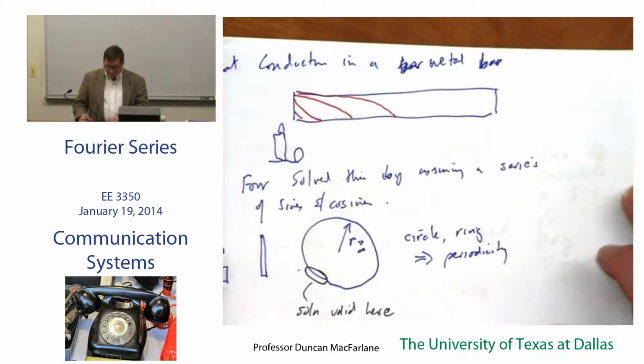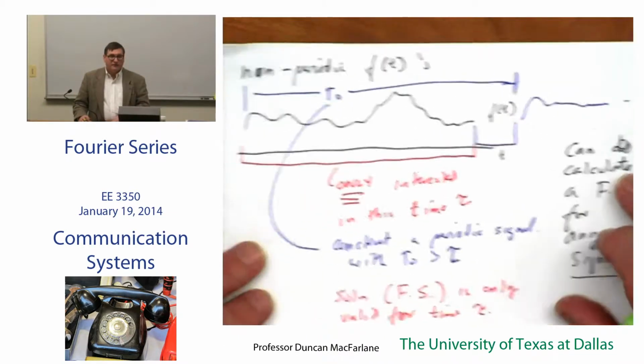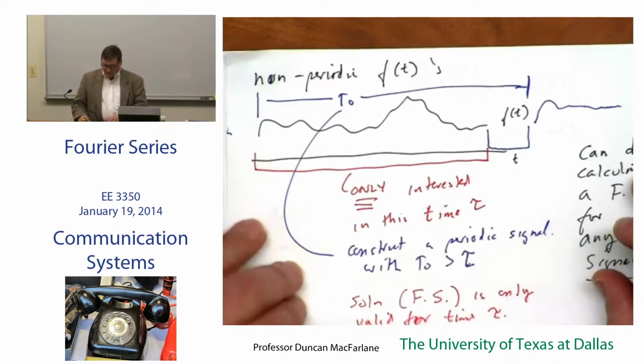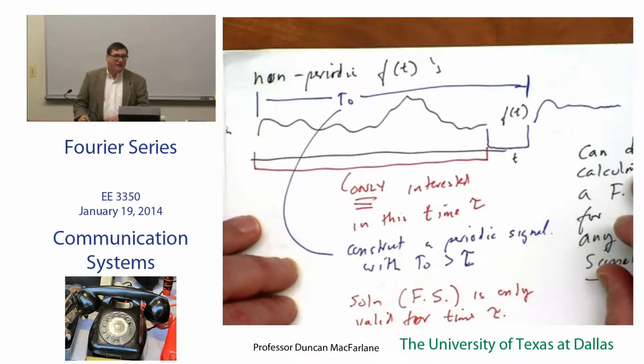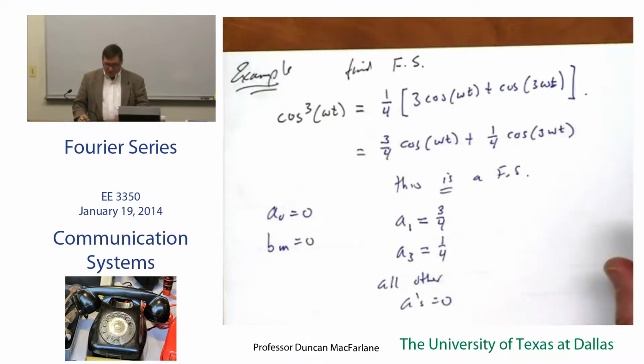What if it's not periodic? Well, if it's not periodic, you make it periodic. You force it to be periodic with a period longer than what you're interested in. You say you're interested in a particular time, and by golly, you hold yourself to that. You make it periodic outside of that.